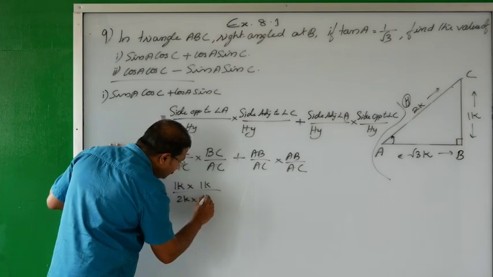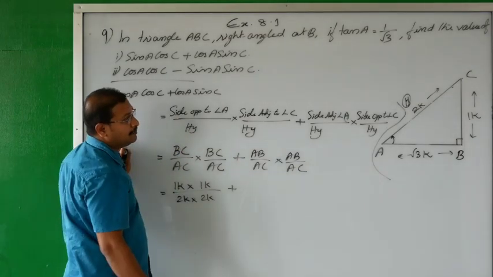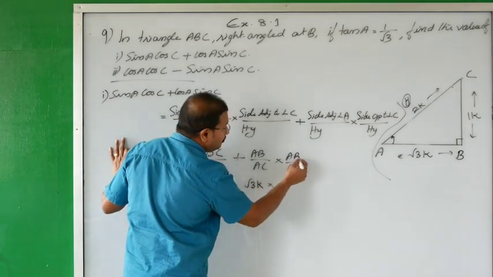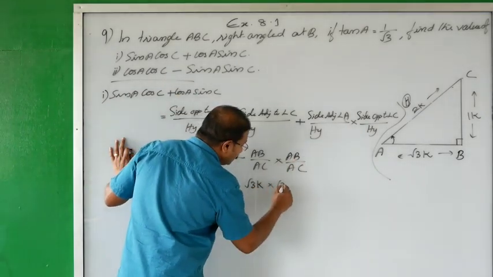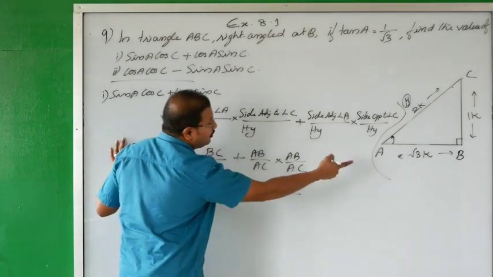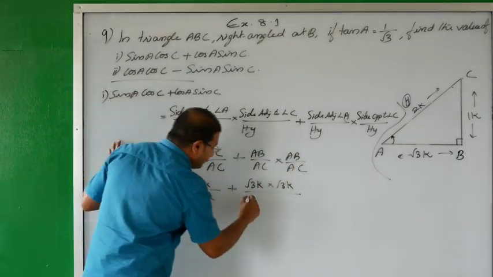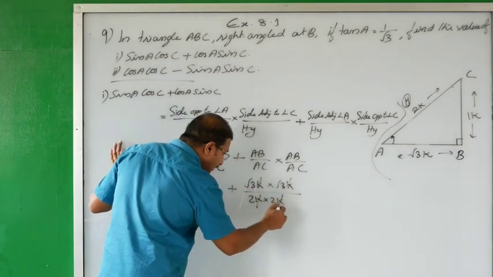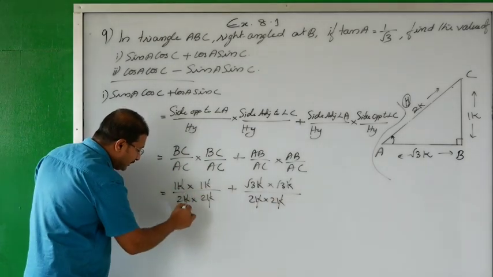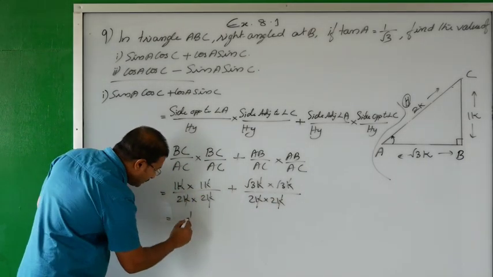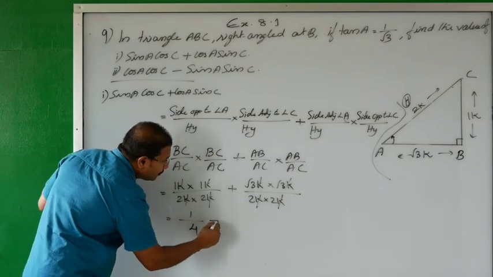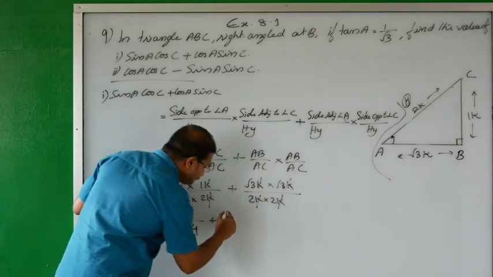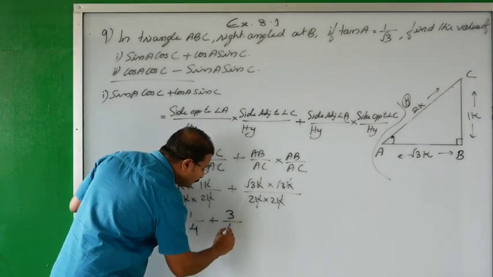Now the value of BC is 1K, divided by AC, 2K, into 2K, plus AB is root 3K, divided by AC, 2K, into 2K. Both numerator and denominator K will cancel. 1 into 1 is 1, 2 into 2 is 4, plus root 3 into root 3 is 3, by 2 into 2, 4.